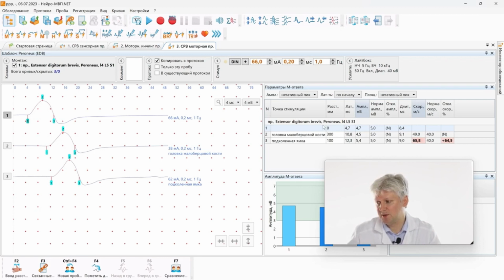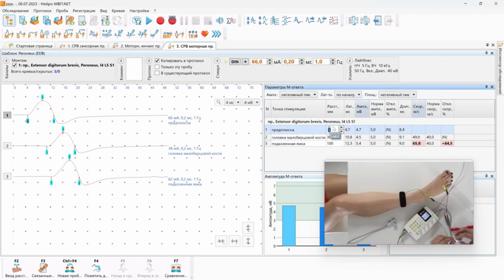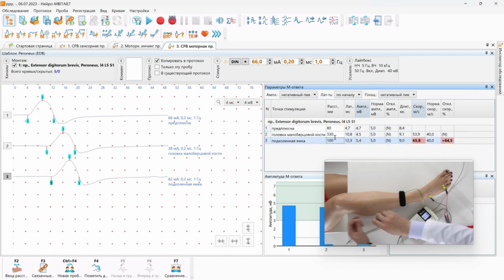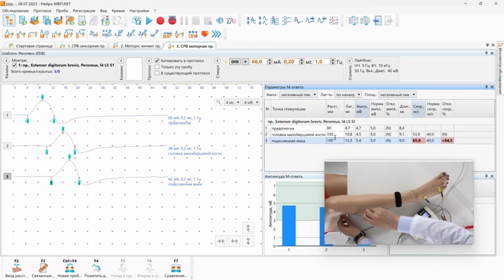Next, I will need to determine that this is the tarsus and enter the correct distance. We measure the distance from the level of the active electrode to the cathode. It is 8 centimeters. Next, we will measure the distance from the level of the first point to the second, which is 33 centimeters. And accordingly, the distance between the third and second point is 90 centimeters.